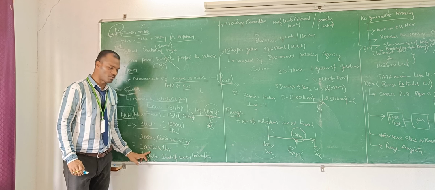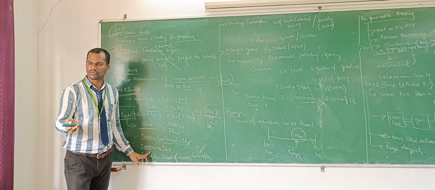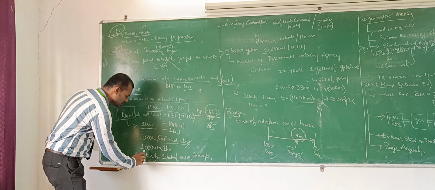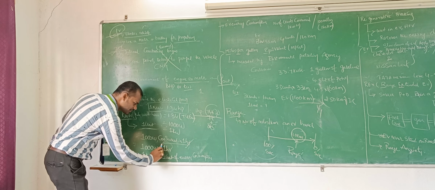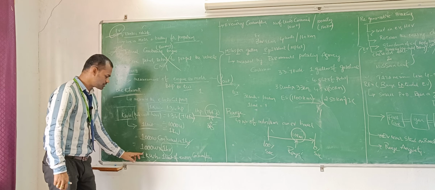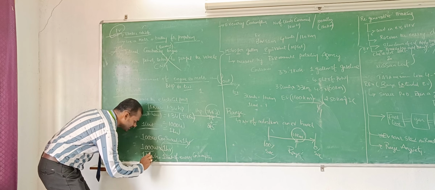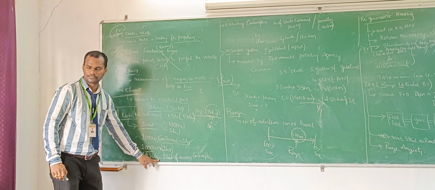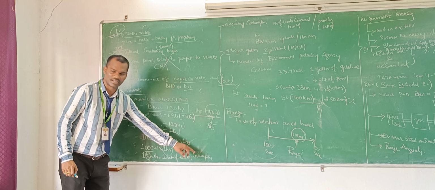So I have a 1000-watt load, and this 1000-watt load is operated for how many hours? 1 hour. Okay, so therefore 1000 watts is operated for a time of how many hours? 1 hour. So 1000 into 1 is how much? 1000 watt hour. So this 1000 I can write down as K. So this is called 1 kilowatt hour, which is nothing but 1 unit of energy consumption.